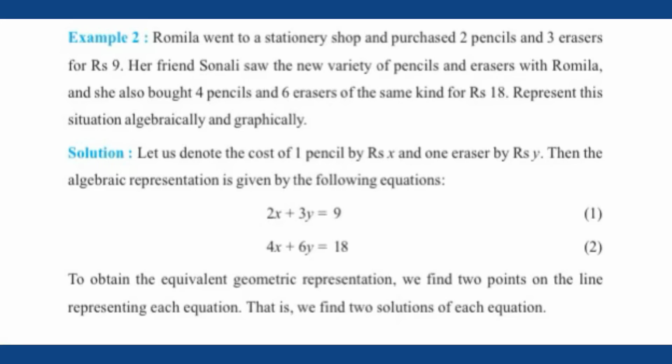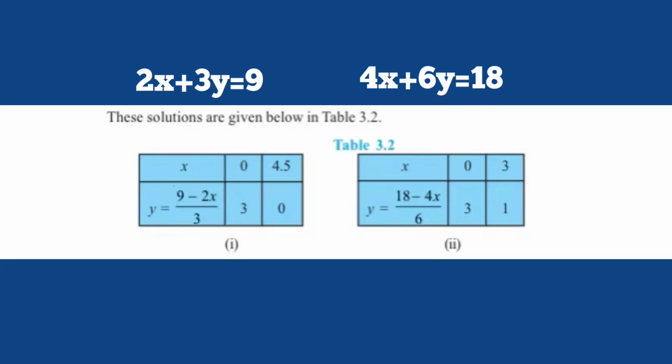This was algebraic representation. Now let us represent it graphically. Our first equation is 2x plus 3y is equal to 9. So y is equal to (9 minus 2x) by 3. Now we will take the value of x and will obtain the value of y.